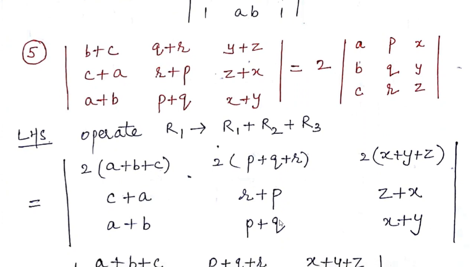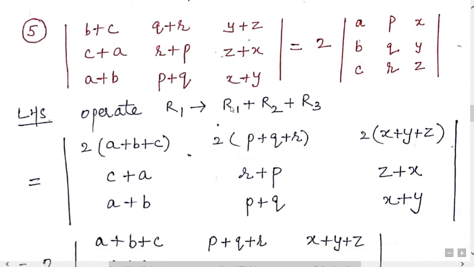Question number 5: the determinant b plus c, c plus a, a plus b; q plus r, r plus p, p plus q; y plus z, z plus x, x plus y is equal to twice the determinant of a, b, c; p, q, r; x, y, z.